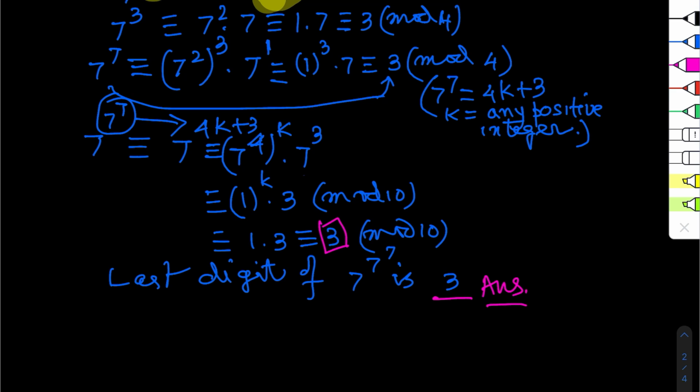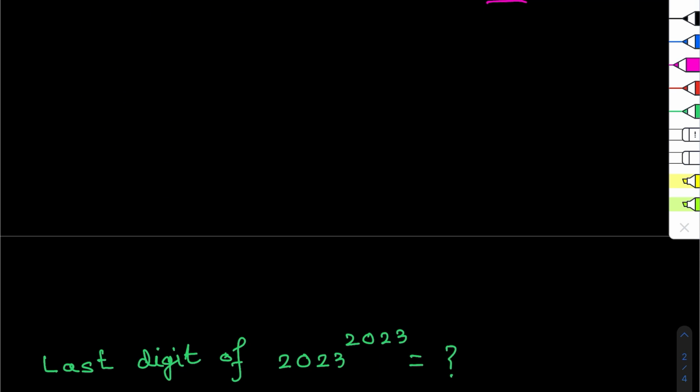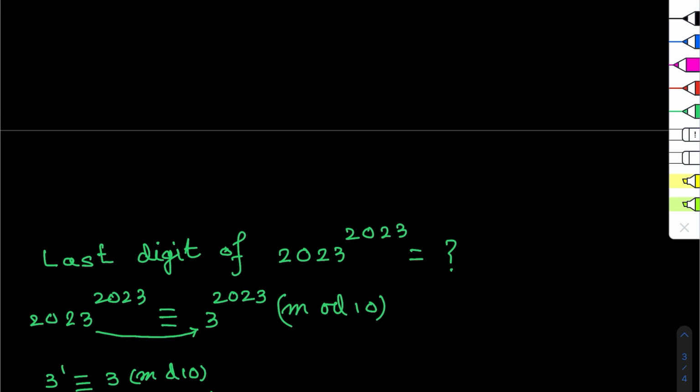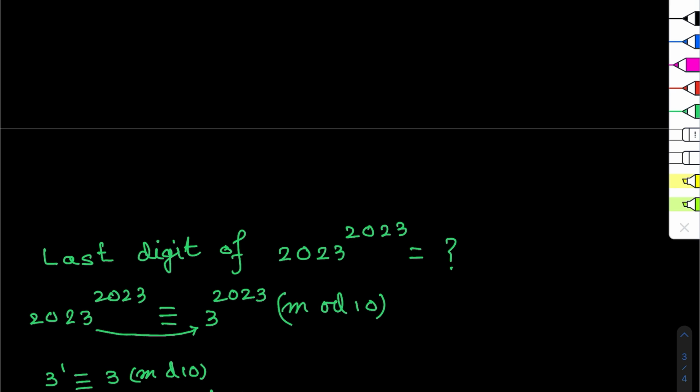So the problem is complete, and now if the number is another type, like, see, if you are asked to find out the last digit of a number like 2023 to the power 2023, then what will be the last digit? We have not yet entered the year 2023, but the problem is 2023 to the power 2023.